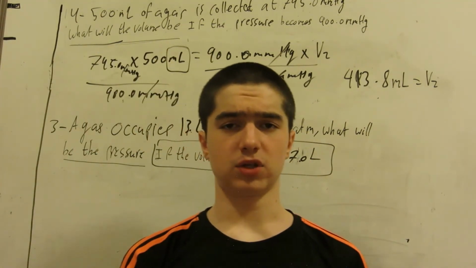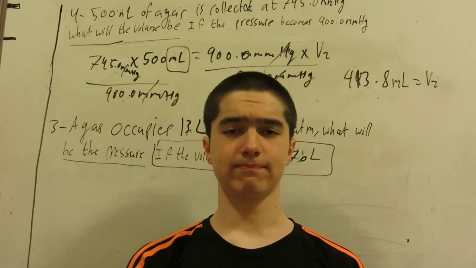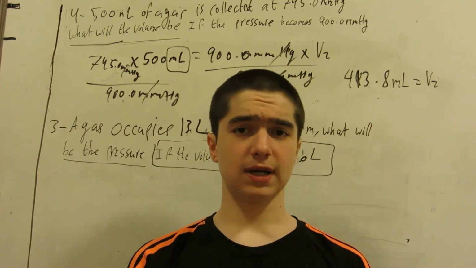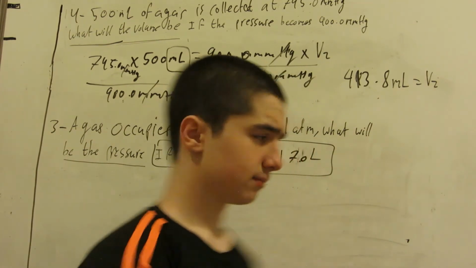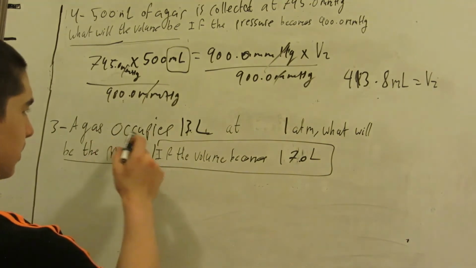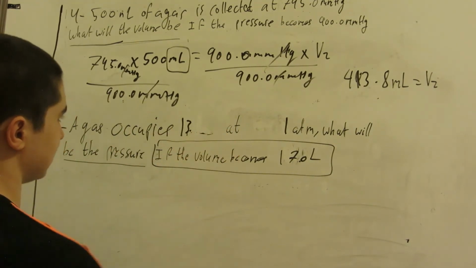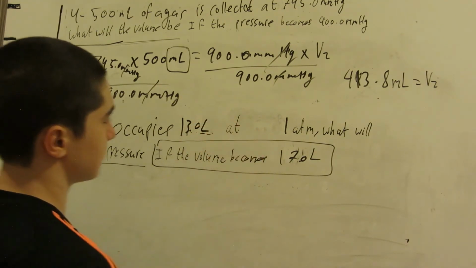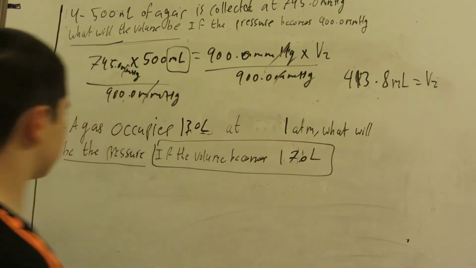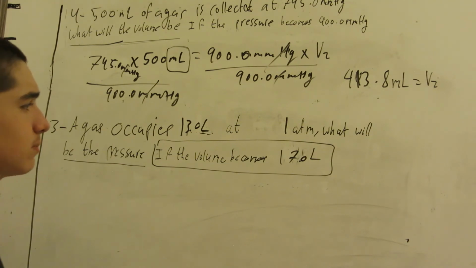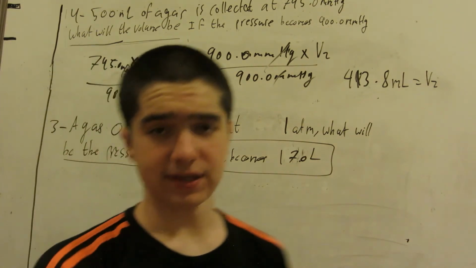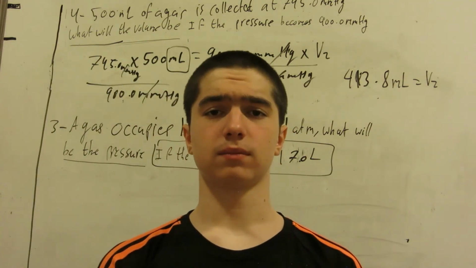The last question is going to be a simple question, and I hope you guys solve it correctly. All right, so let's start solving. I'll give you time. I'll read it for you, and you can pause the video and start solving. A gas occupies 13.0 liters at 1 ATM. What will be the pressure if the volume becomes 17.0 liters? Take your time, pause the video, and start solving.